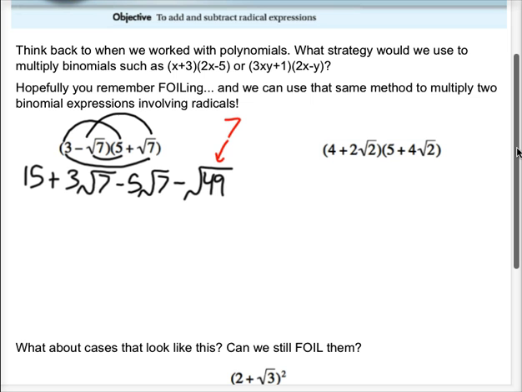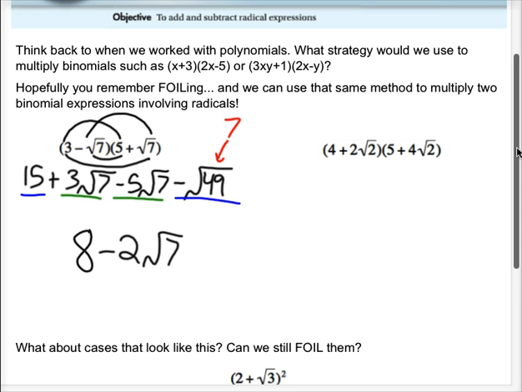So when I'm thinking of combining my like terms here, we have 15 minus 7, so that's going to give us 8. But then we also have 3 square roots of 7 minus 5 square roots of 7. So 3 minus 5 leaves me with negative 2 of those square roots of 7. So notice the foiling process is actually quite perfect for this. And in the end, you can always combine the like terms as necessary.